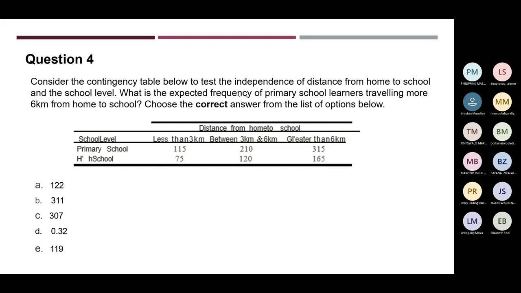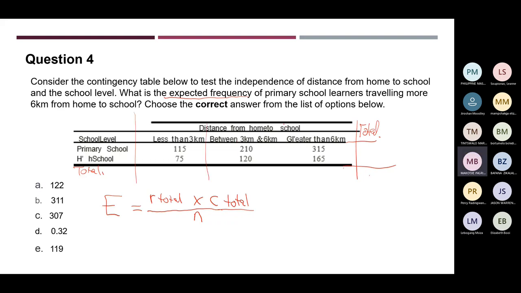What they are asking you to calculate is the expected frequency. Your expected frequency is the row total times the column total, divided by N. What is missing on this table are your totals. So you're going to calculate your row totals, and also your column totals, and you're going to have the grand total there. Then you substitute into the formula and calculate.